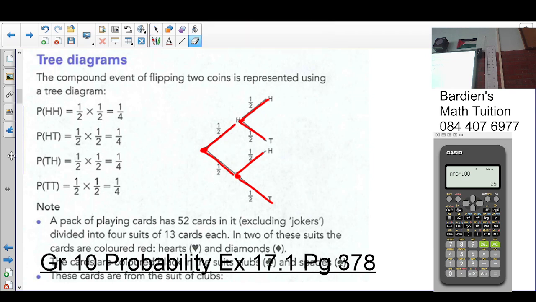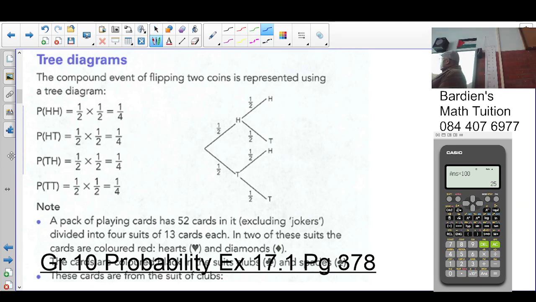So let me know when I'm moving too slow, okay? I know you guys want to get into the calculations.